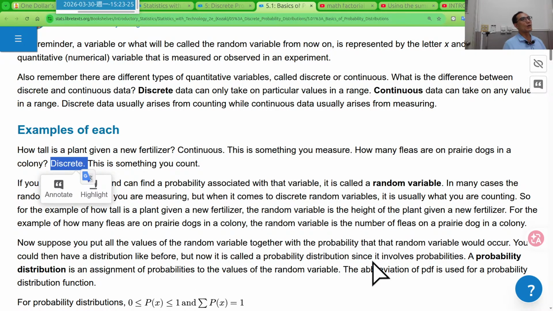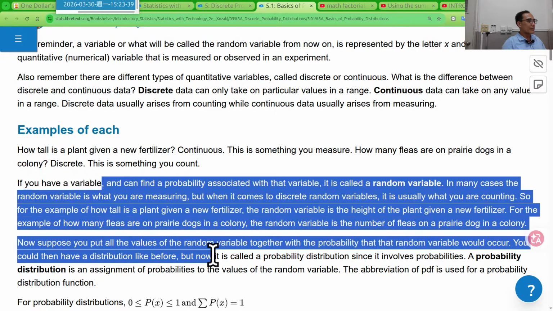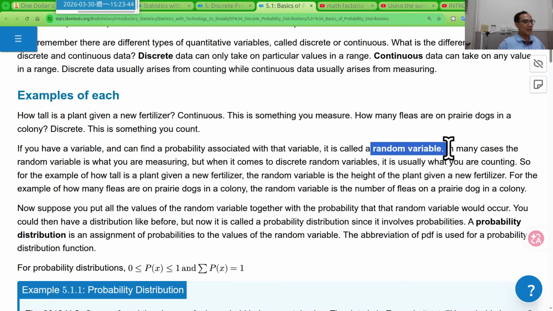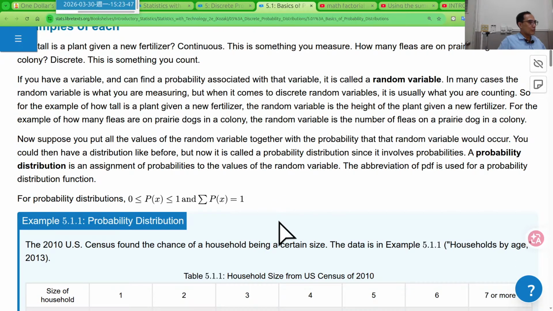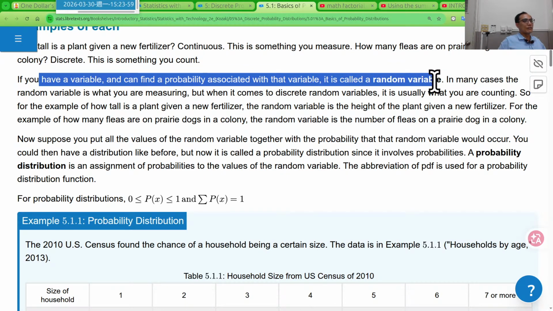You cannot count 2.368321 fleas. It's impossible because we count only a total number, a whole number. If you have a variable and can find a probability associated with the variable, it's called a random variable. Again, let's review the definition. If you have a variable and can find a probability associated with that variable, it is called a random variable.